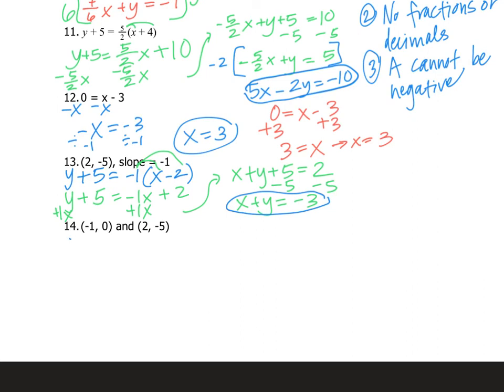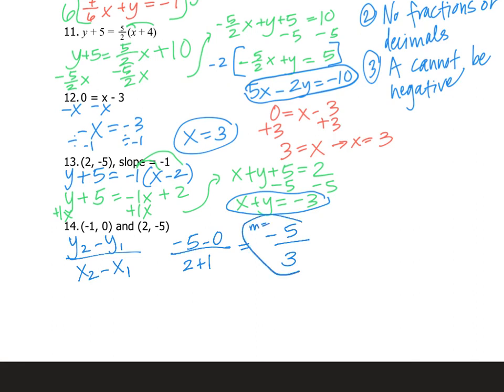So to find the slope, we need to do the change in y over the change in x. Okay, so when we do that, we get -5 minus 0 over 2 plus 1. So then we get -5 in the numerator and +3 in the denominator. This is our slope. So m equals -5 over 3.